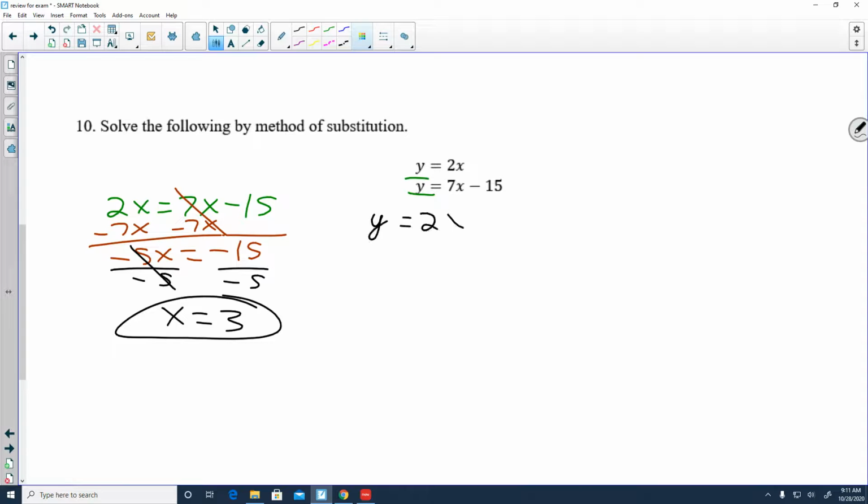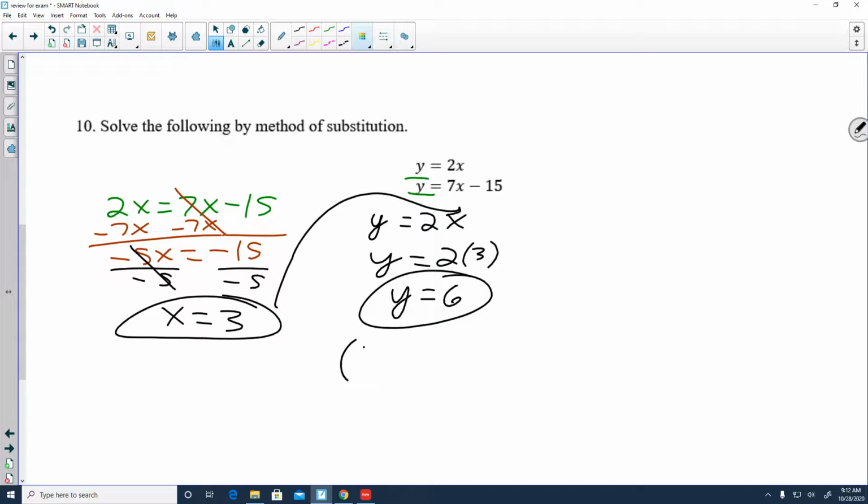Okay, now to solve for y, I need to take one of our equations. Let's take the top, because it's going to be a lot simpler. And just plug in my 3 for x. So I get y equals 6. So if I was to graph the lines, they would intersect at the point 3, comma 6.